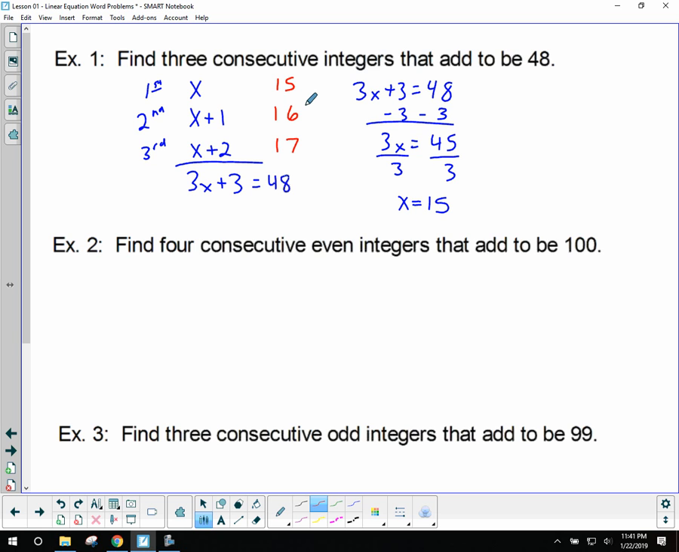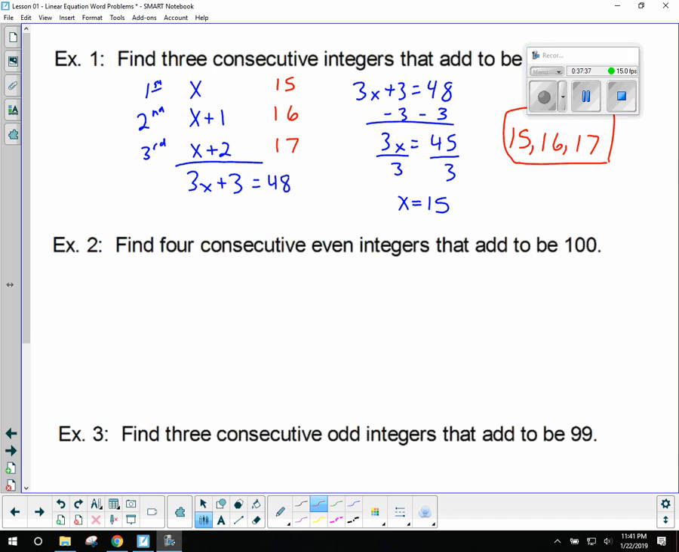Now, to feed off of this idea about finding 4 consecutive even integers that add to be 100, let's see where that comes from. Let's list even numbers real quick. 2, 4, 6, 8. Just like I did earlier with the consecutive integers, just count and see how you get from them. So 2 to 4, you add 2. 2 to 6, you add 4. 2 to 8, you add 6.